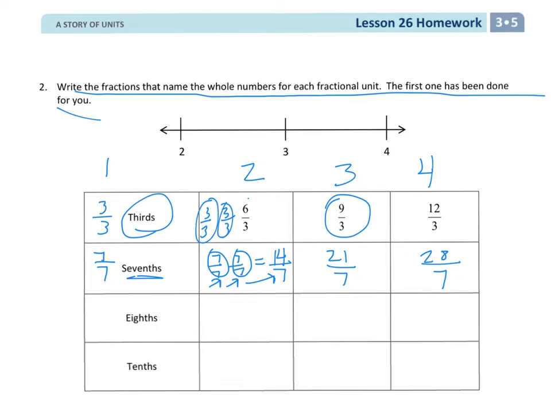So now, for the next one, you'll be looking at eighths, and then the last one, you'll be looking at tenths. So just for reference, 1 whole is 8 over 8 here for eighths, and 1 whole for tenths is 10 over 10.